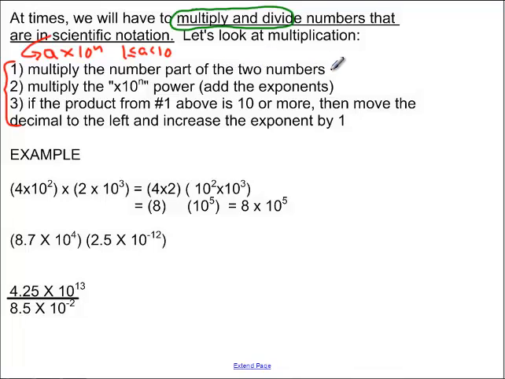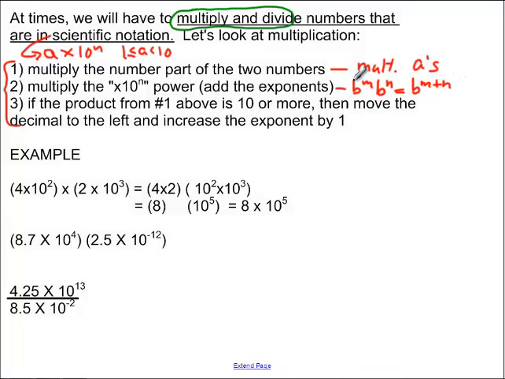Step number one is multiply the number part of the two numbers, that would be multiply the a's. We're going to have two numbers in the form a times 10 to the nth power, and both have a parts, so multiply the a parts and write that number down. Then we multiply the 10 to the nth power of both of the numbers, in other words, add the exponents. Remember, b to the mth power times b to the nth power is b to the m plus n power.